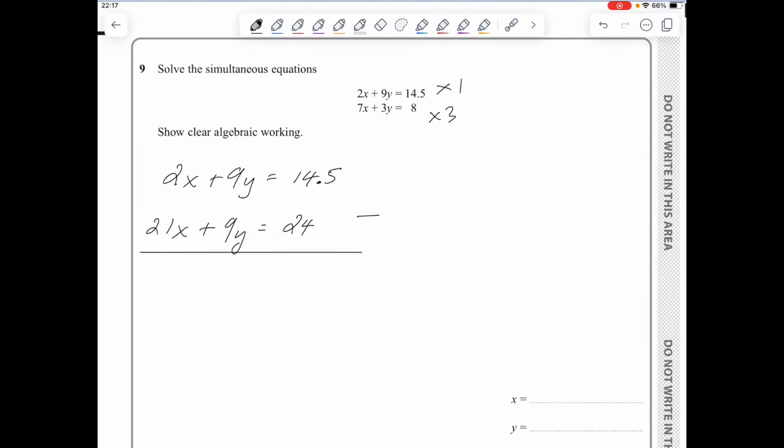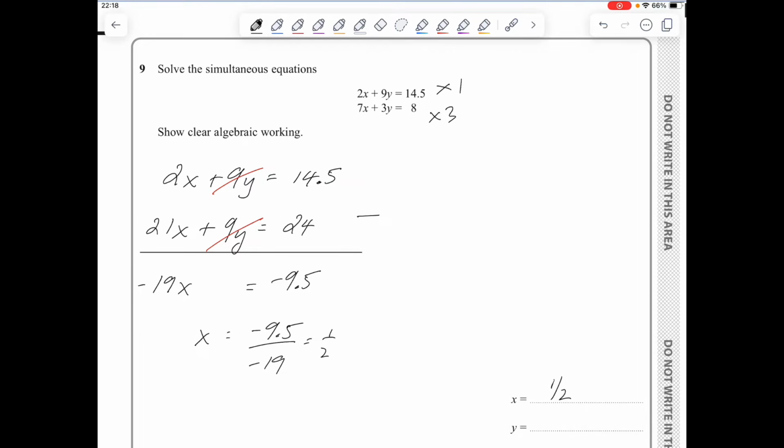2x minus 21x is minus 19x. The 9y with the 9y will cancel out, and the right hand side will be minus 9.5. So x is minus 9.5 over minus 19, and this will give me 1 over 2. That's the value of x.